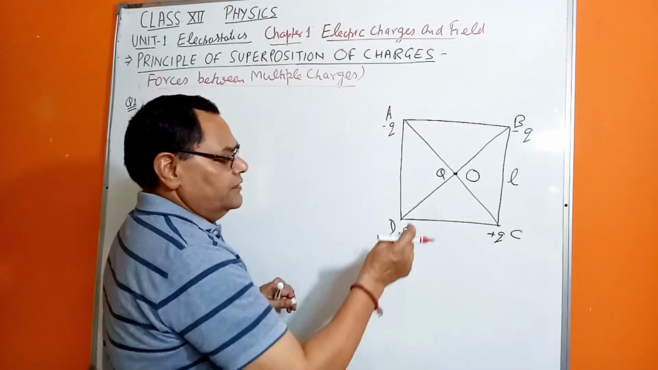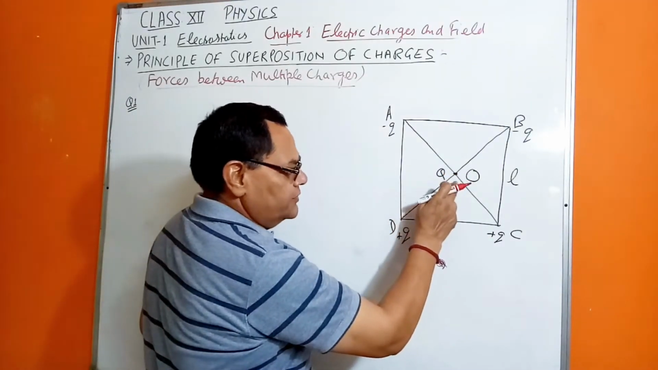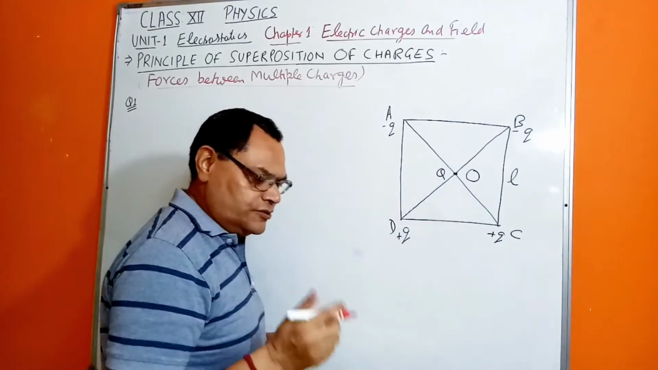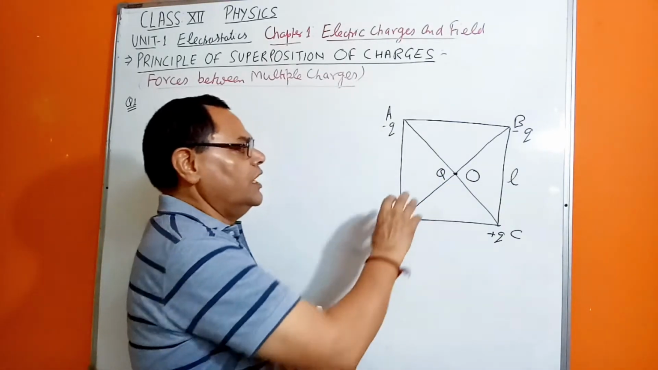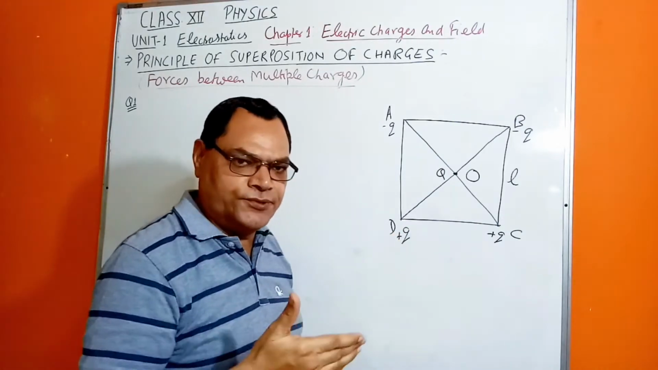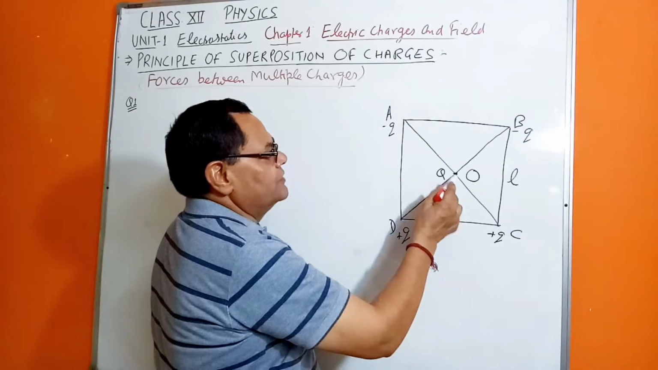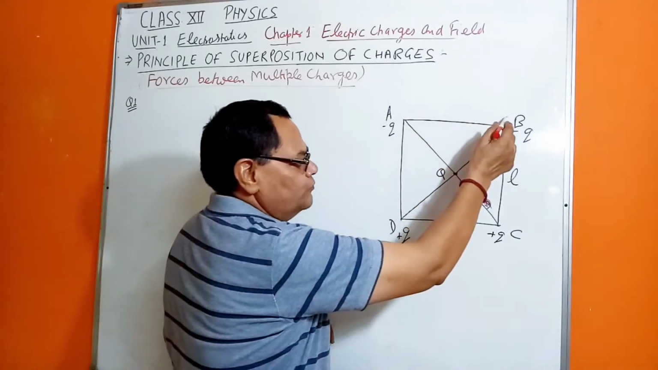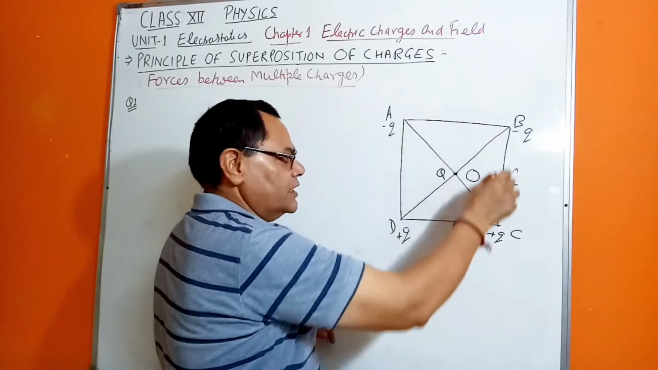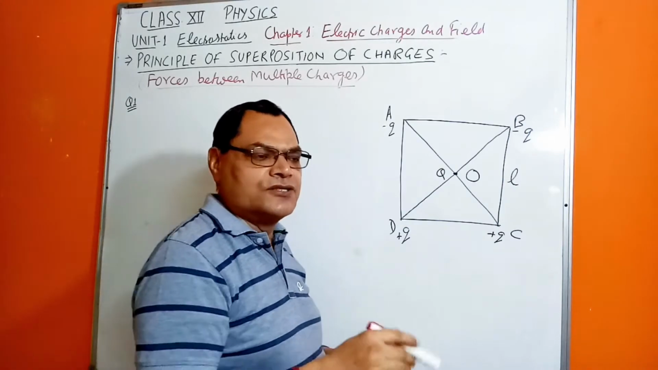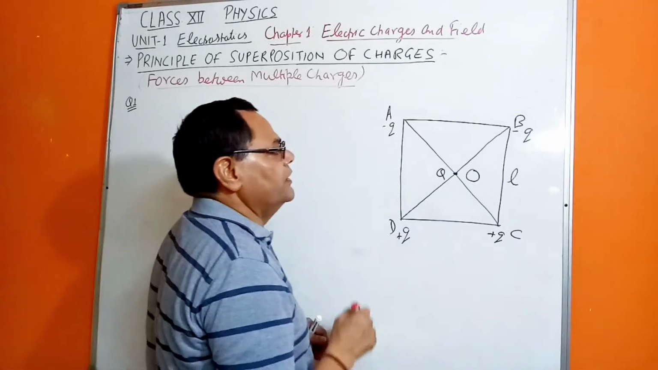As we have to find the total force at point O, we should know how many possible pairs of forces there are. O will have a force with respect to the charge at A, and with respect to B, C and D. So there are 4 forces acting on it, and we have to calculate them one by one.